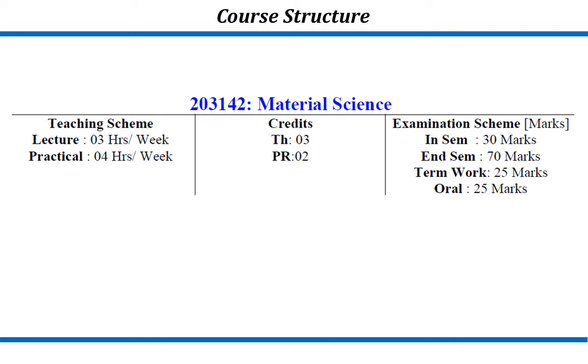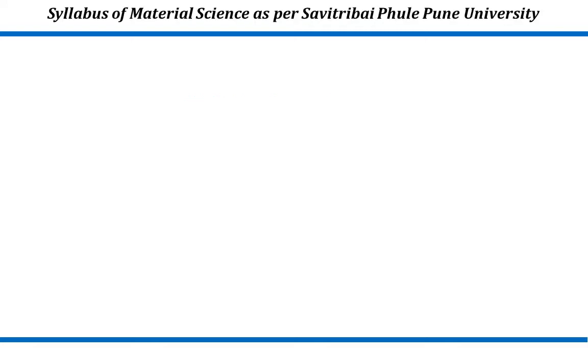The examination scheme as per Savitribai Phule Pune University is that there will be an in-sem examination having 30 marks, and this in-sem examination will be based on the first 2 units, whereas the end-sem examination will be of 70 marks and will be based on the remaining 4 units, that is 3, 4, 5 and 6. There will be a term work of internal marks with 25, and there will be an oral based on all 6 units having marks 25.